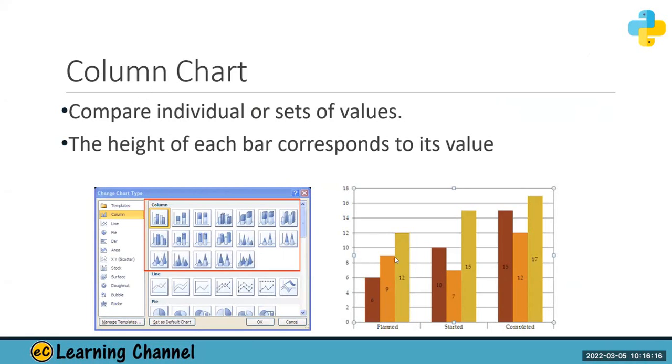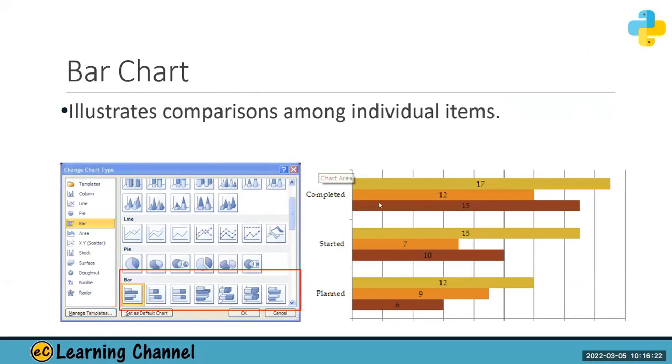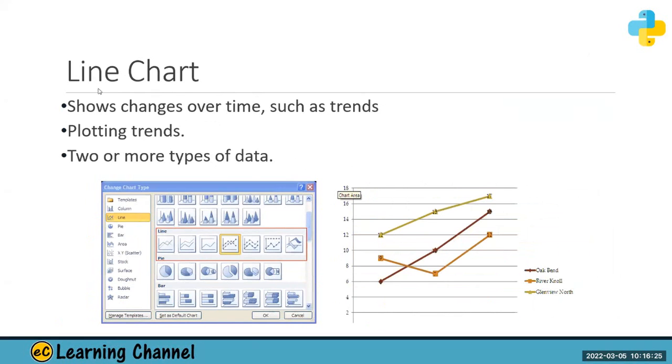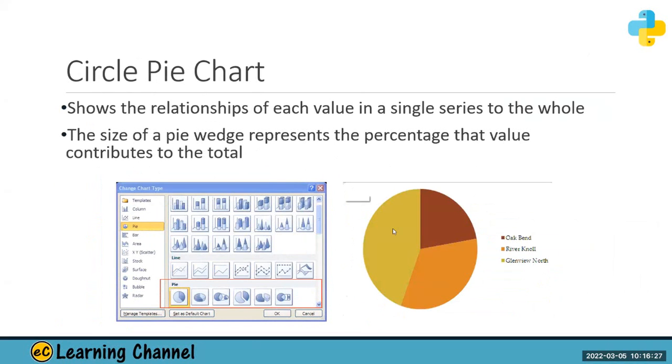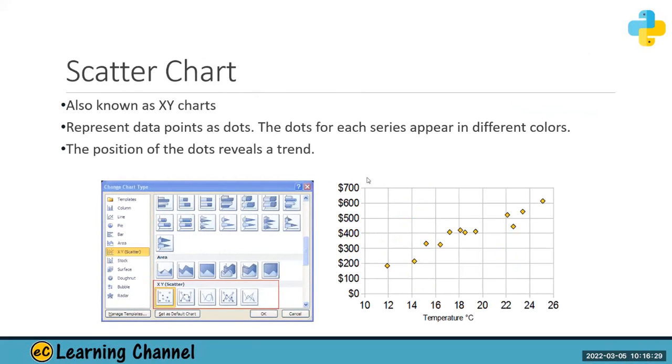And a column chart is a vertical bar chart. And you have the bar chart, and you have the line chart, and you have pie chart. We have scatter chart.